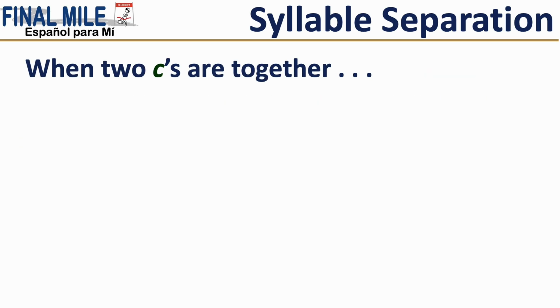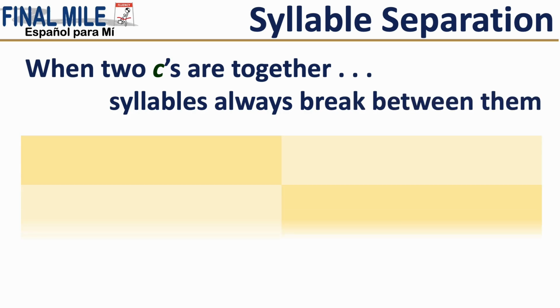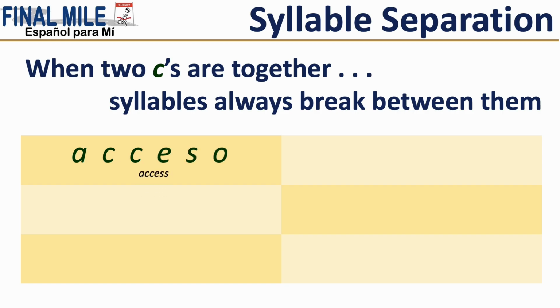Okay, another tip. When we have two C's together, the syllable break always falls between the two C's. Okay, so there we have two C's. We separate them, followed by two basic syllables, pronunciation emphasis rules, and we say acceso.